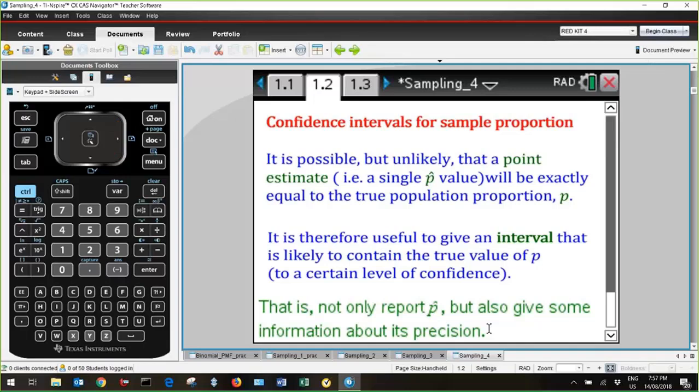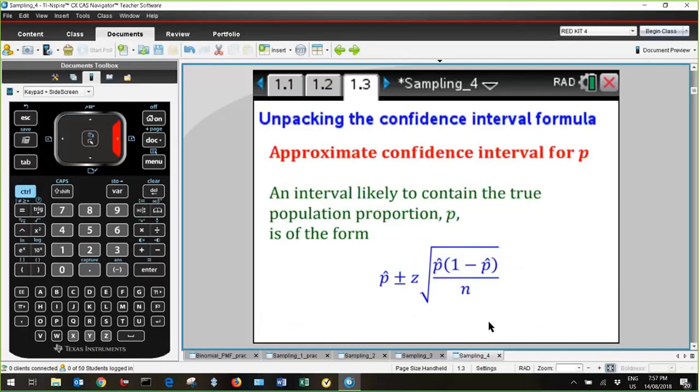So the formula that students see on the formula sheet and in textbooks is p hat plus or minus z. Z is the quantile from the standard normal distribution, bearing in mind we're modelling this as a normally distributed random variable, and we use p hat rather than p because we don't know what the p value is to put in the standard deviation. So that's an approximation to the standard deviation. That z times that standard error is called the margin of error.